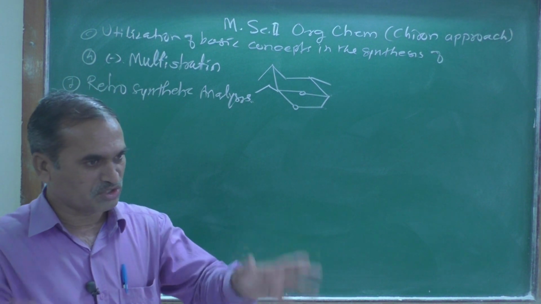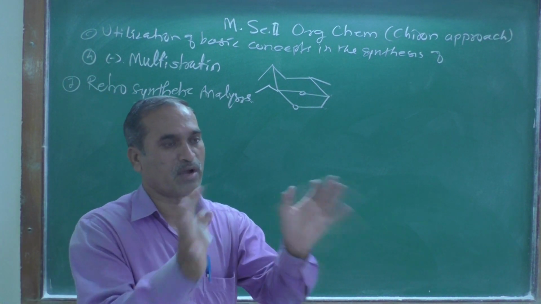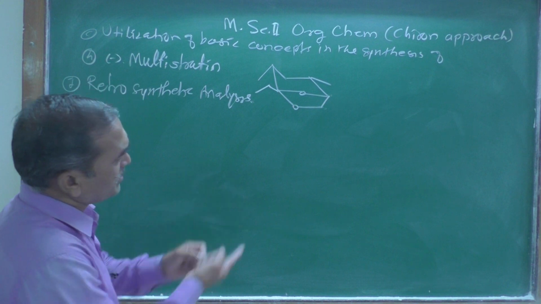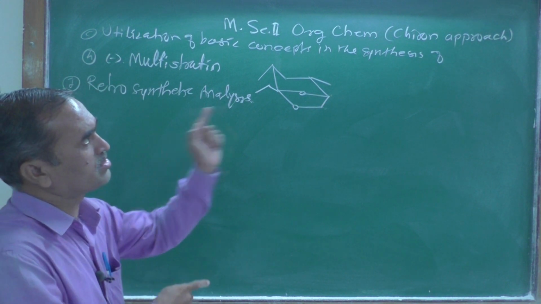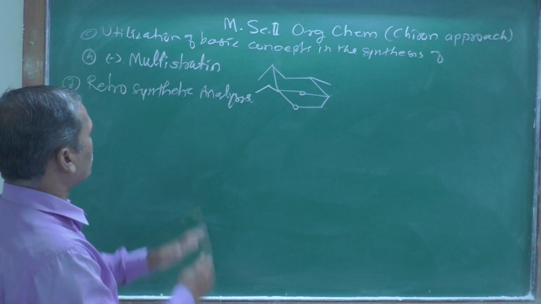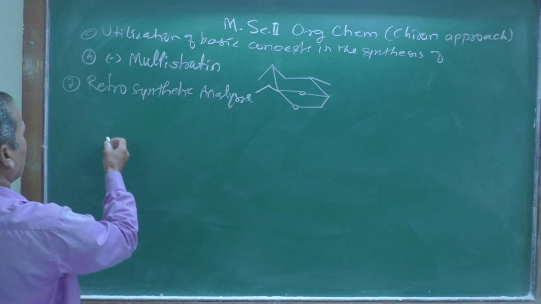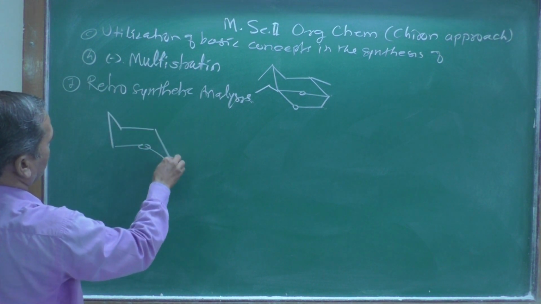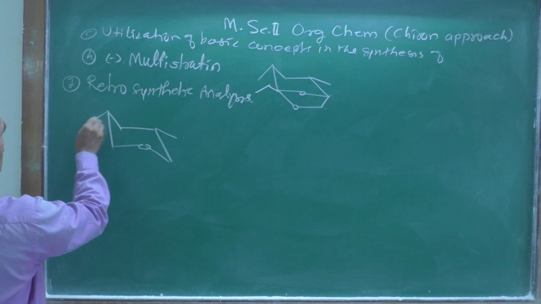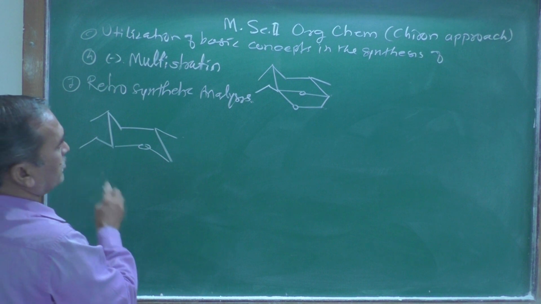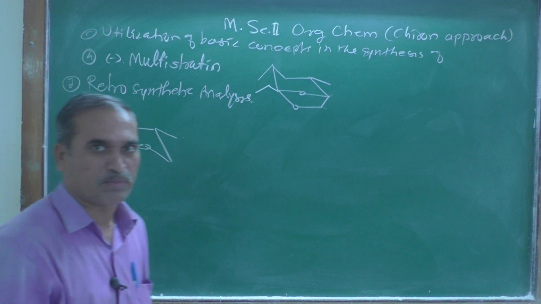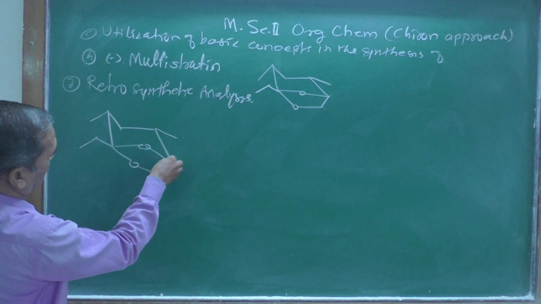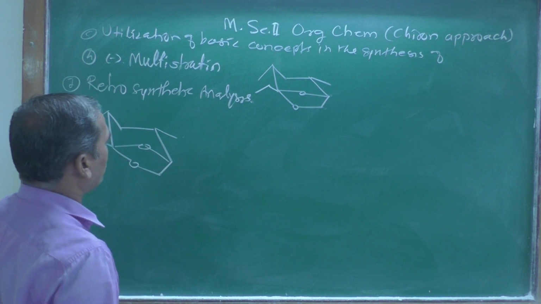Here we are restricting our discussion to this carbohydrate type of chemistry, and therefore while doing disconnection, you always keep the Chiron approach in mind. So this is the retrosynthetic analysis. Let us draw this again as a structure. This is the chair form of this structure. In the chair form, the substituent prefers to stay at the equatorial position, as we know. And this is the structure of multistatin.